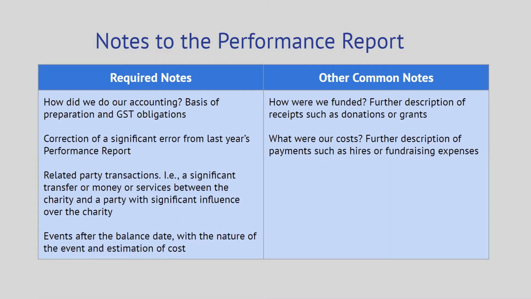And a couple of other common notes as well, such as how we were funded. This just gives a further description of receipts such as donations and grants. You can show where your money actually came from. And similarly with the costs, you can further describe where your money was actually spent.